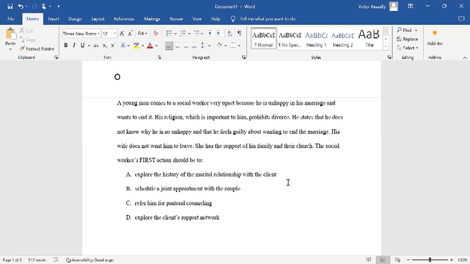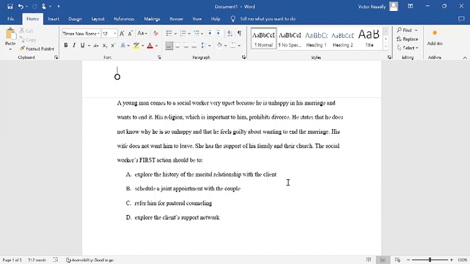The social worker's first action should be: A, explore the history of the marital relationship with the client. B, schedule a joint appointment with the couple. C, refer him for pastoral counseling. D, explore the client's support network.